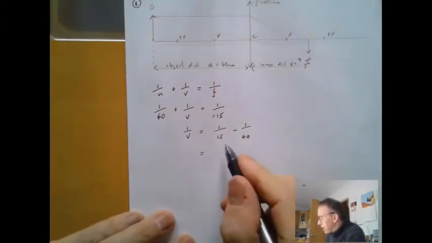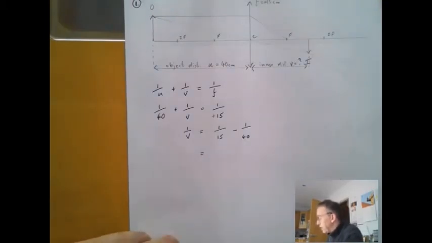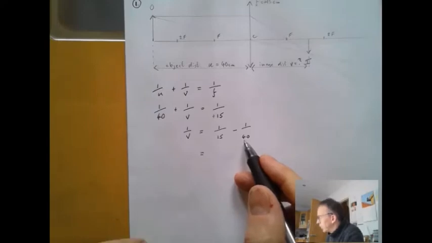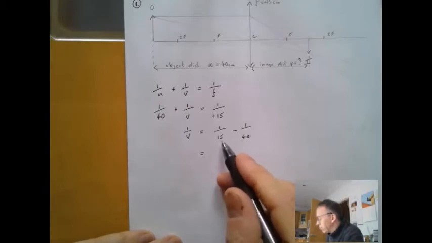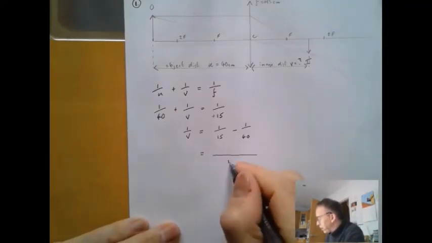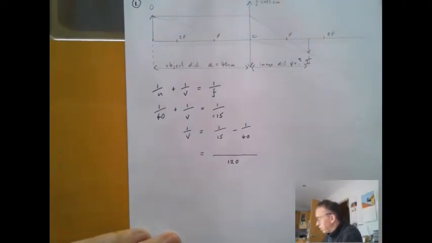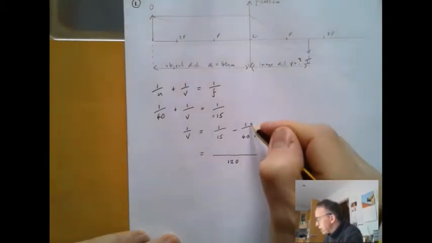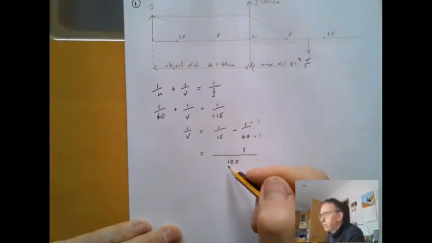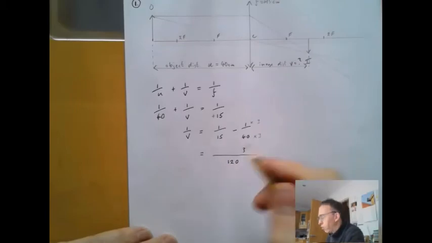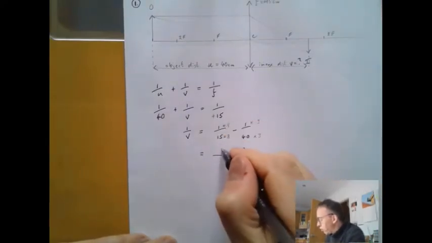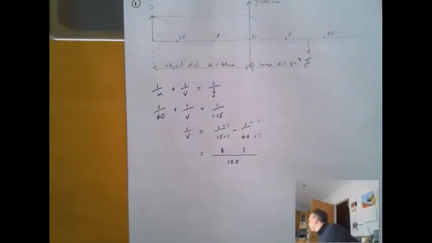So to do that, I need a lowest common denominator of 15 and 40. Now, let's see. A multiple of 40 could be 80, which 15 doesn't go into. The next one is 120. And 15 does go into 120. So 120 is going to be a lowest common denominator for these two. Now, to get 40 up to 120, I have to multiply by 3. So 1/40 becomes 3/120. 15 goes into 120, 8 times. So 15 times 8 is 120, therefore I have to multiply the numerator by 8 as well. So 1/15 is 8/120.